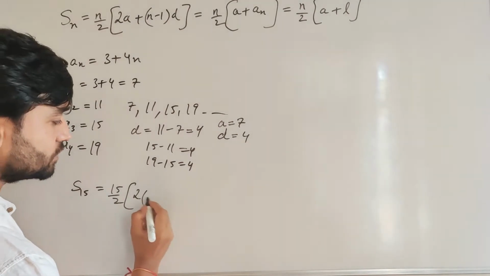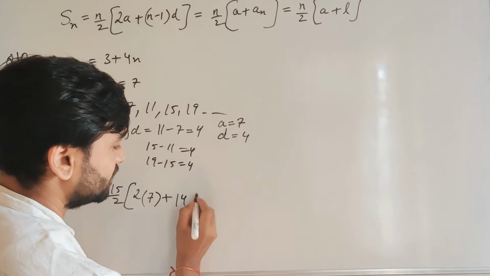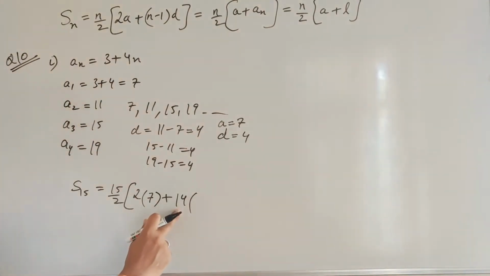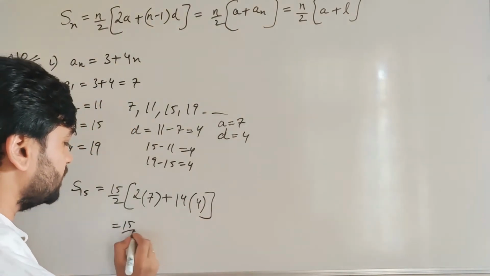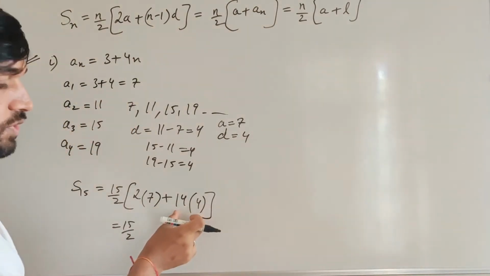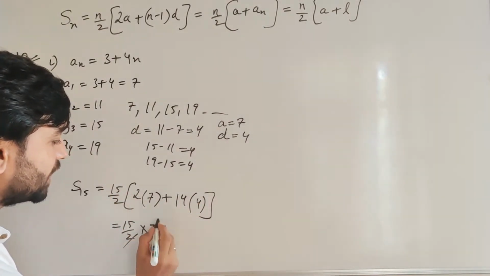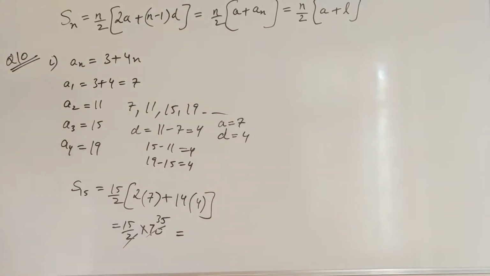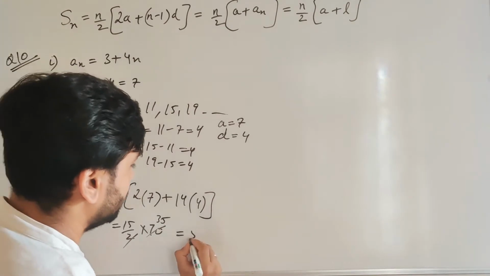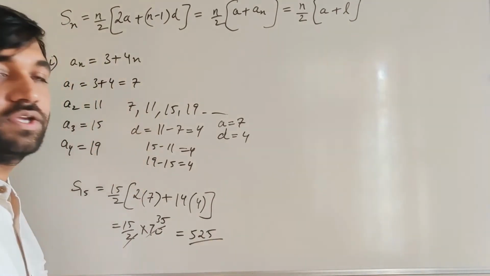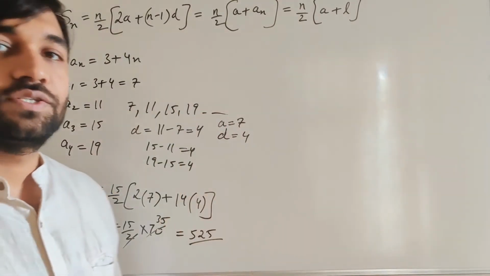Okay, so 2a plus n minus 1, where n minus 1 is 14, into common difference 4. I simplify. So 15 by 2, this is 14 into 4, which is 56. 56 plus 14 is 70. So we do the cancellation, we get 35. Okay, so 35 into 15 will give you 525. So this is the sum of the 15 terms of this sequence.